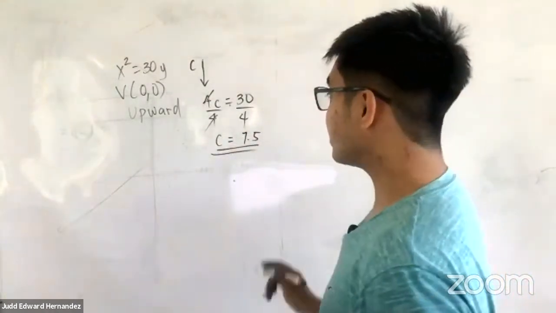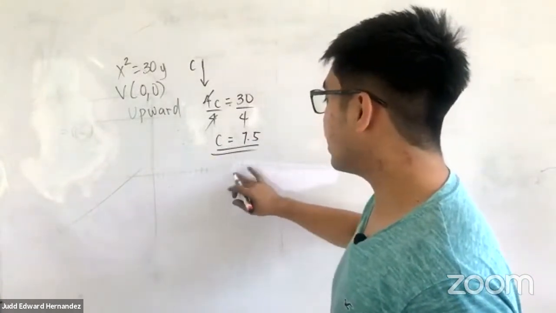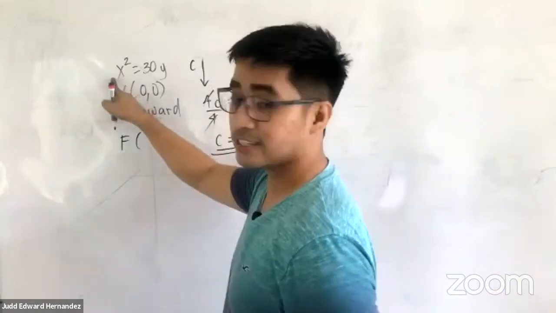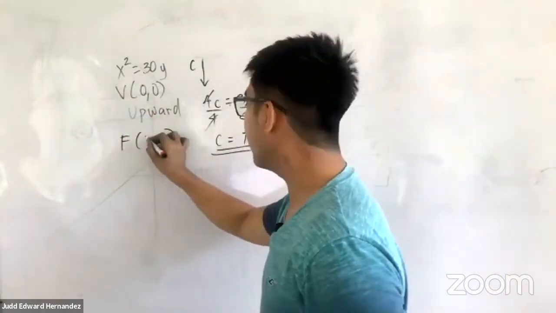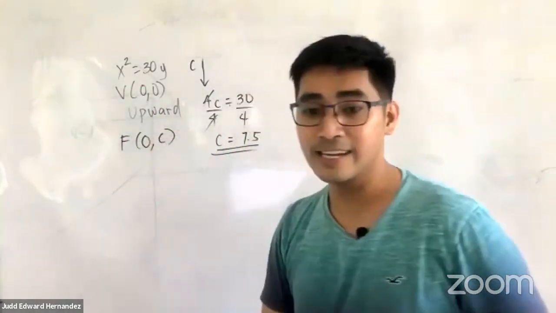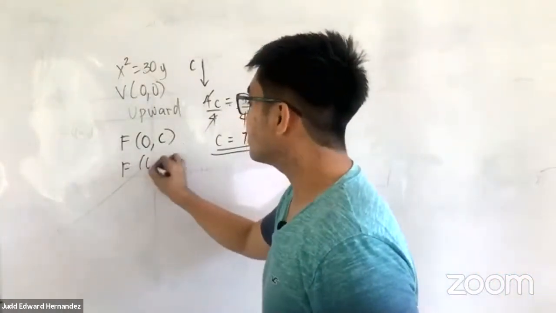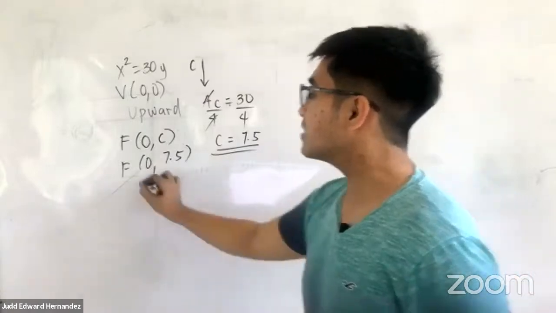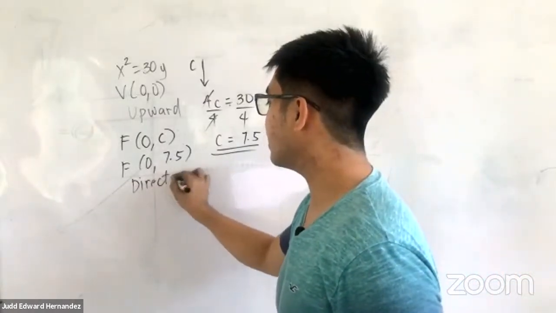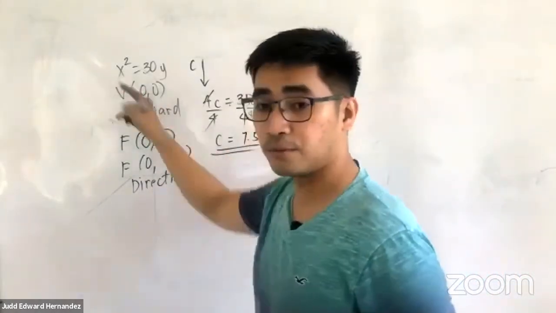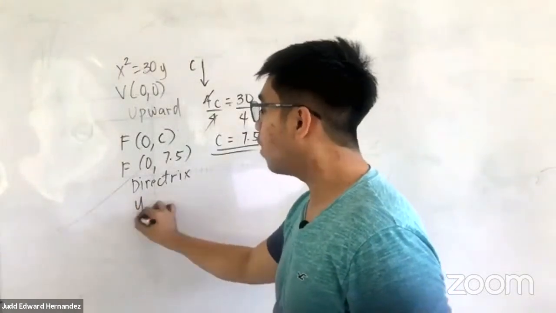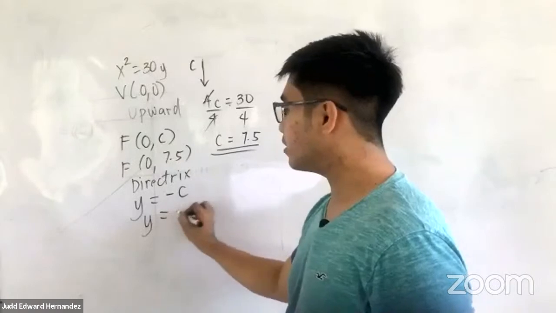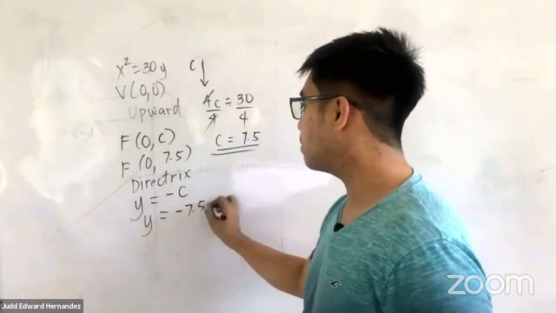Okay. So in this case, we're now ready to solve for the focus. And the focus is located, since this is x squared, asaan daw yung focus? 0 and C. Tama. And that is 0 and 7.5. Asaan si Directrix? Since this is x squared, what is the equation of the Directrix? Y is equal to negative C, or y is equal to negative 7.5.